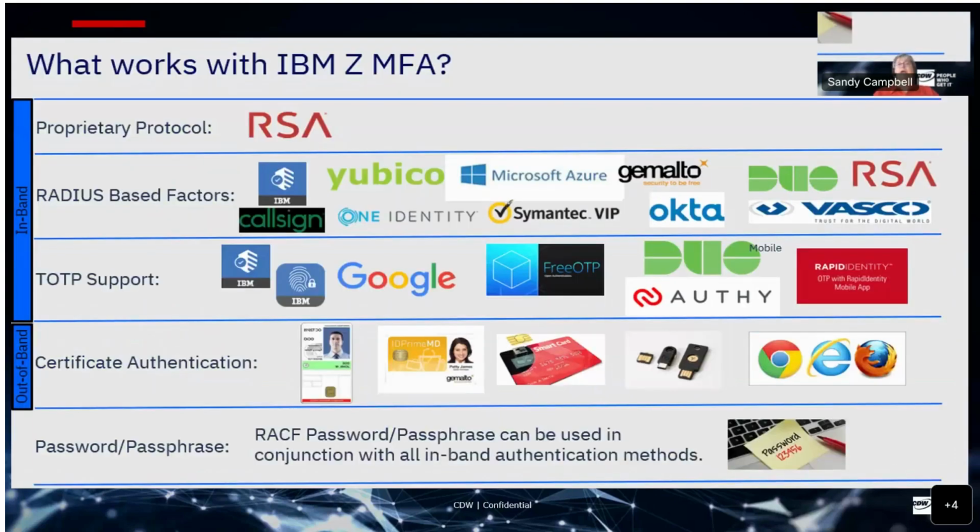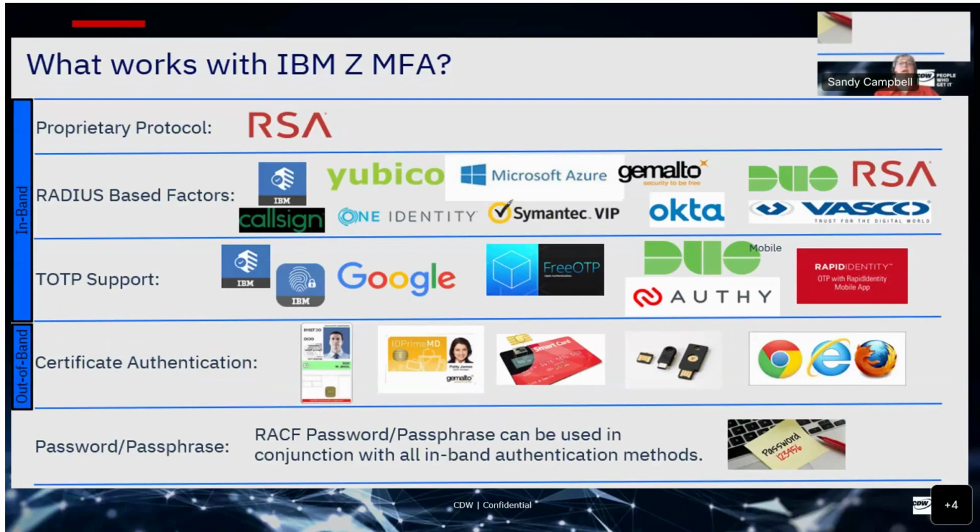So what works with the IBM Z MFA? They can use RSA, right? There are RADIUS-based factors, some that you may know. Okta is very popular. Gemalto is another one. Microsoft's product, etc. And then there's TOTP support. You've got the Google Authenticator. RapidIdentity is another one.